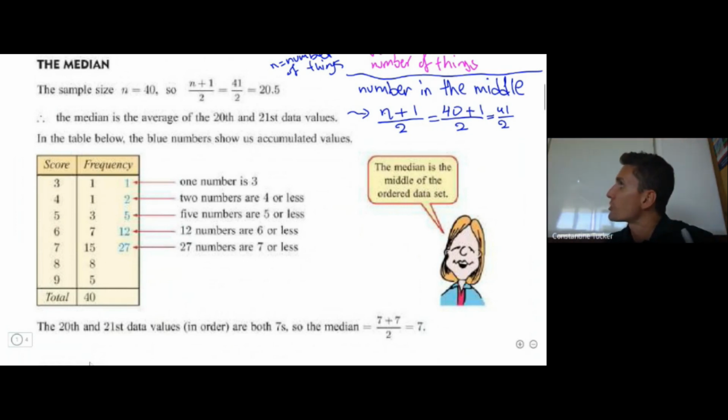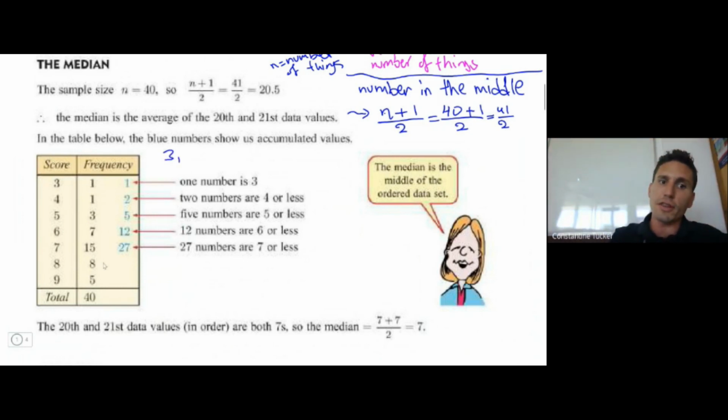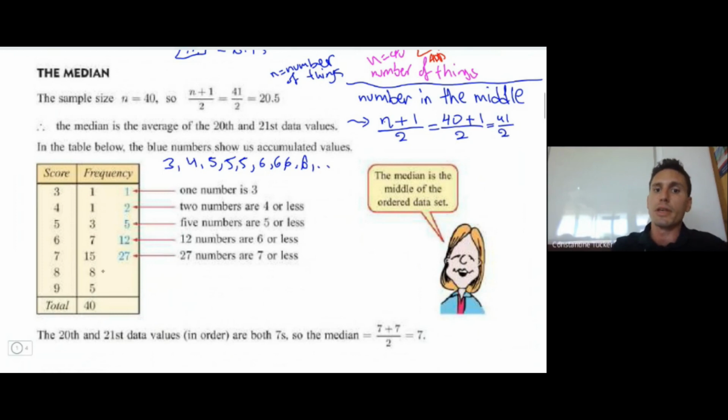The score is not the number of things. The frequency is the number of things. This is telling you there's a 3, then there's a 4, there's 3 5s, then there's 7 6s, right? This is what this table is saying. So now 41 divided by 2 gives us 20.5.